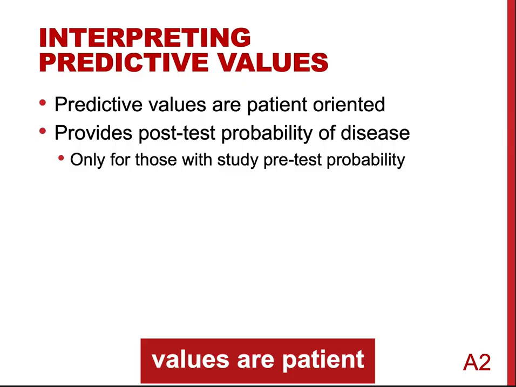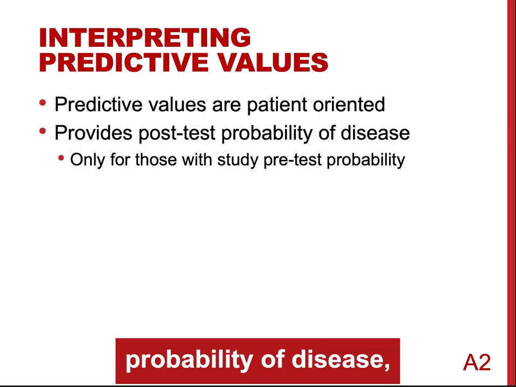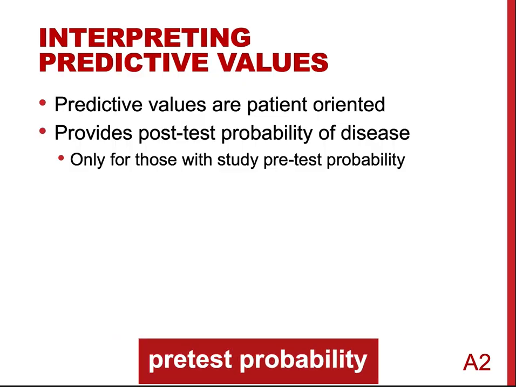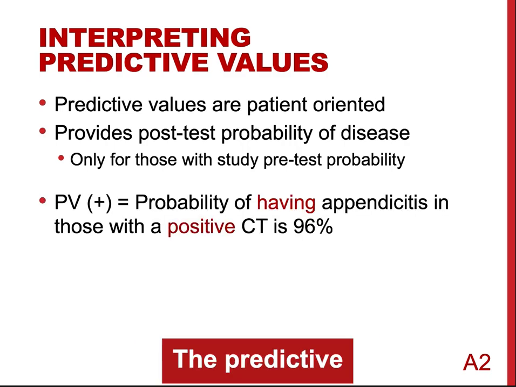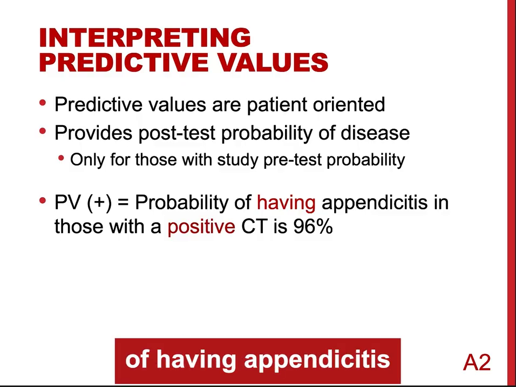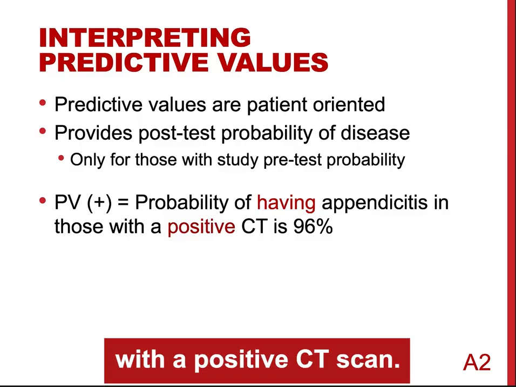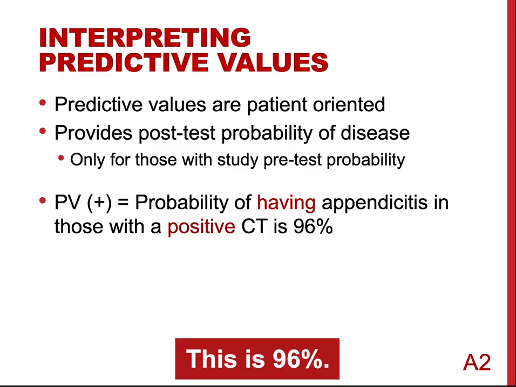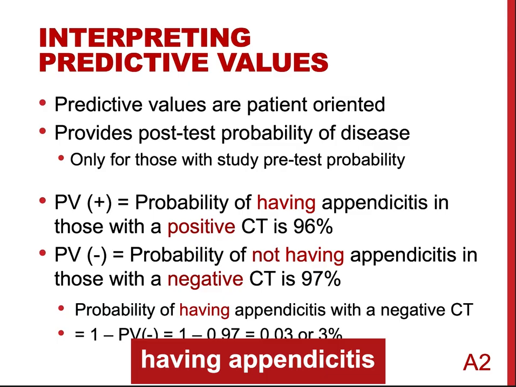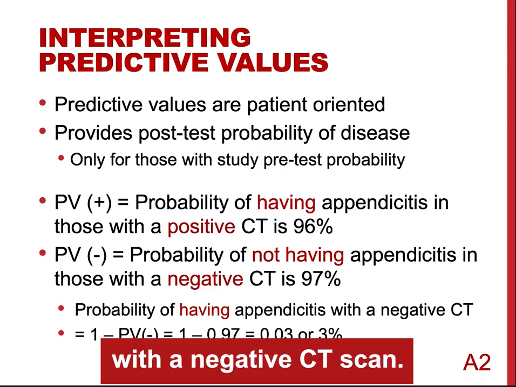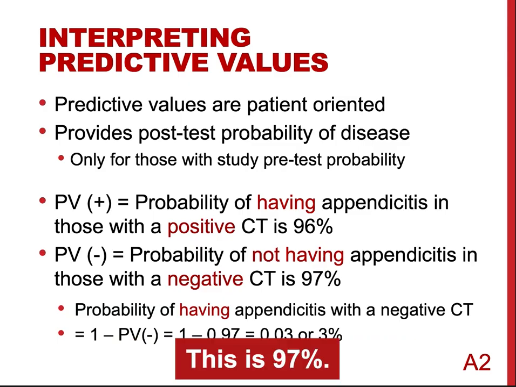Predictive values are patient-oriented. They provide post-test probability of disease, but only for those with the pre-test probability or prevalence in the study. The predictive value of a positive test indicates the post-test probability of having appendicitis in those with a positive CT scan. This is 96%. The predictive value of a negative test indicates the post-test probability of not having appendicitis in those with a negative CT scan. This is 97%.